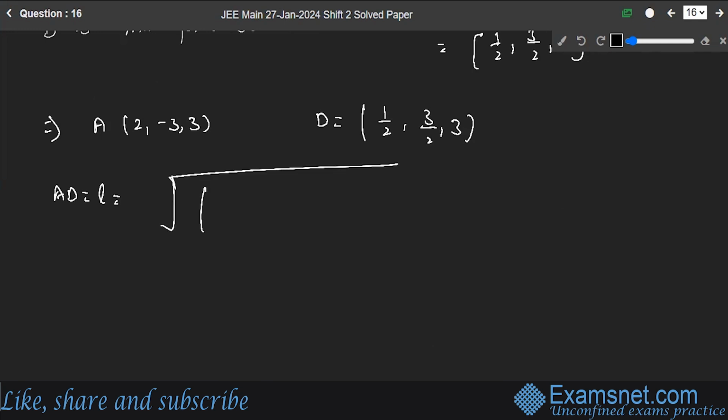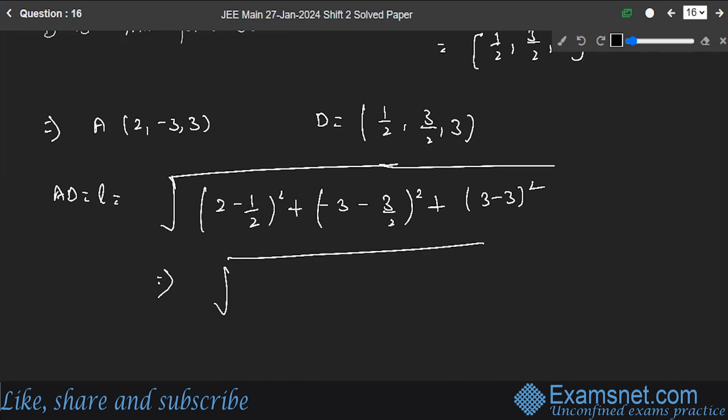This is given by the root of (2 minus 1/2) squared, plus (-3 minus 3/2) squared, plus (3 minus 3) squared, which is 0. So here this will be 3/2, that means 9/4. And this will give me -6 and -3, that is -9, so 81/4. Okay, plus 0. That is root of 90/4, which is root of 45/2. That's your L.